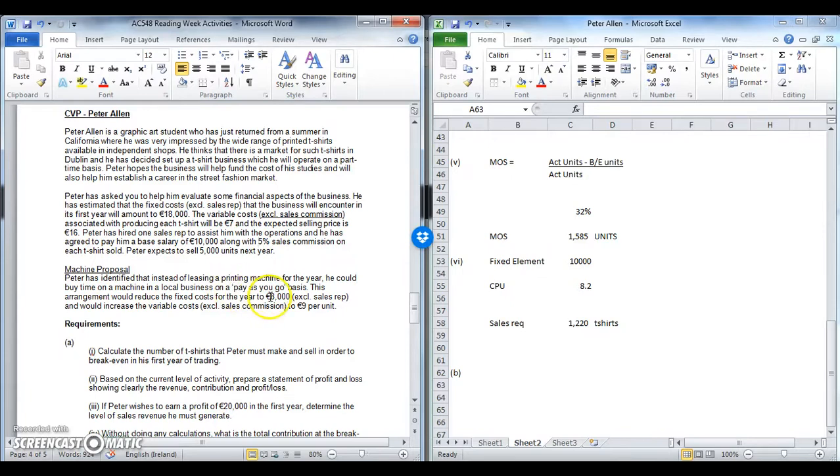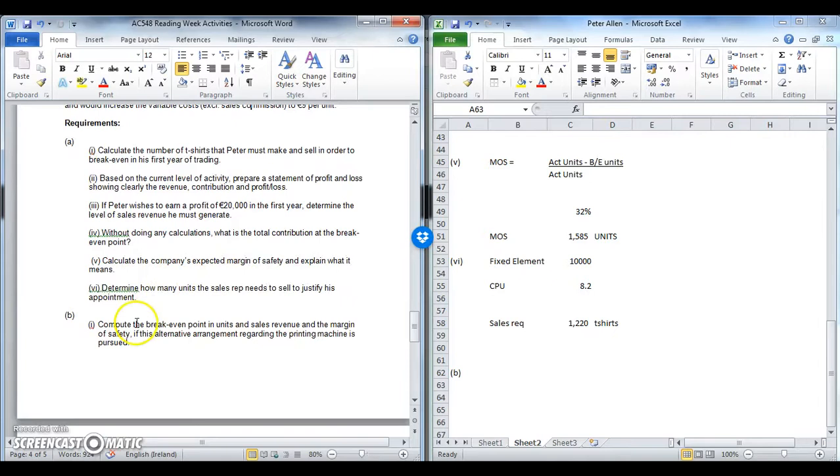So it would reduce fixed costs by 8 grand, excluding the sales rep, but would increase variable costs, because again you now have a variable cost, you're changing your cost structure. So compute the break-even point in units and sales revenue, and the margin of safety, if this alternative agreement regarding the printing machine is pursued.